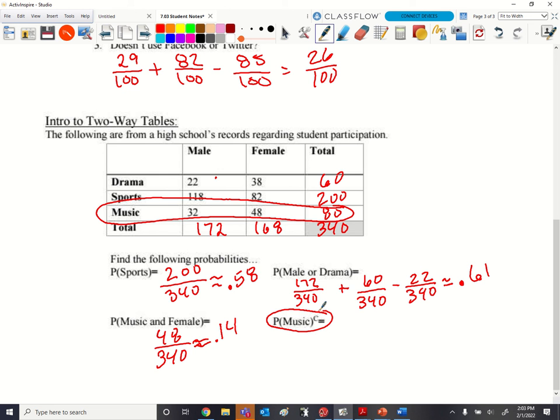340. Completion is 340, right? So the total amount should add up to 340. So what would the complement of music be? 260. Very good. 260 out of 340. Because I took my total of 340 and I subtracted what I have, 80, and gave me 260 out of 340 now. That's the complement. That's how much more you need to complete it. So as a decimal, we get 0.76. Okay.